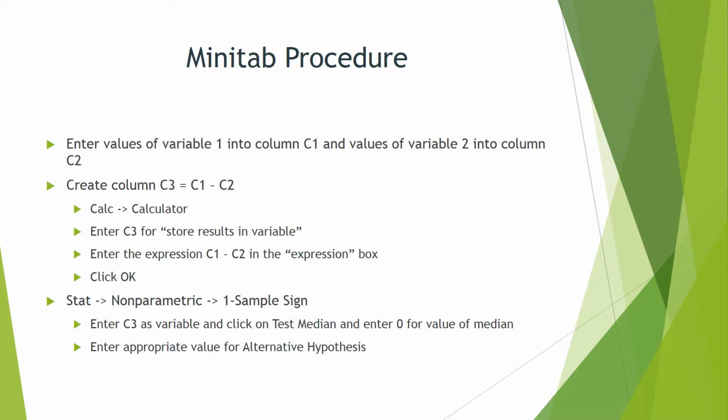Click OK. Then you go to Stat, Non-parametric, One Sample Sign, and you enter in these differences. So you're entering in the C3 only, not the C1 and the C2, just the C3, the differences. Then you click on Test Median and you enter 0, because if there is no difference, when you subtract them, the difference should be 0. Then enter in the appropriate value for the alternative hypothesis. If you thought C1 was greater than C2, then C1 minus C2 would be greater than 0. If you thought C1 was less than C2, then you would say it's less than. And if you just think they're different, then you would choose your alternative to be not equal to.